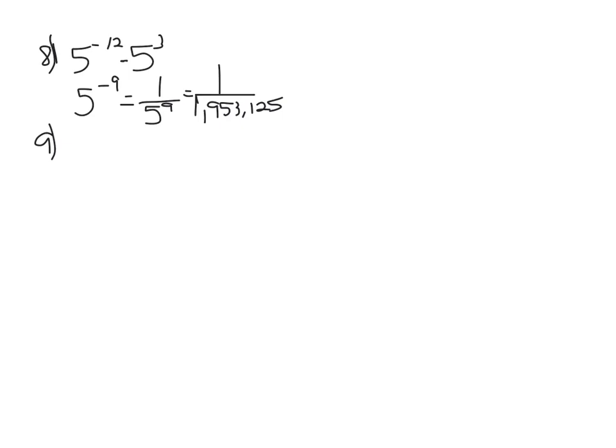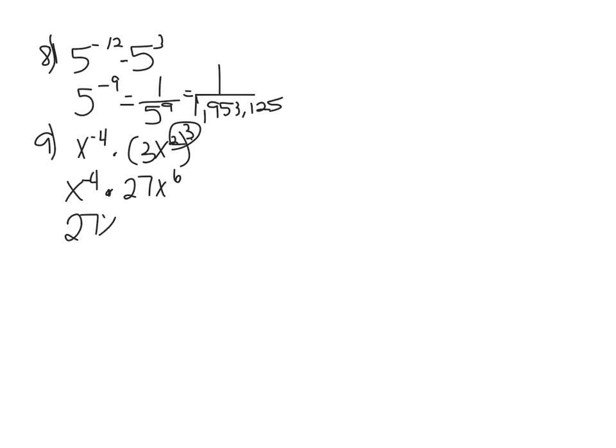Number 9 is x to the -4th times 3x squared cubed. So our order of operations tell us we do exponents first. So that's x to the -4th times, the 3 is in the parentheses, so 3 cubed, 27. Power to a power tells us we multiply exponents, so that's x to the 6th. And then we end up with, add our exponents, 27x squared.